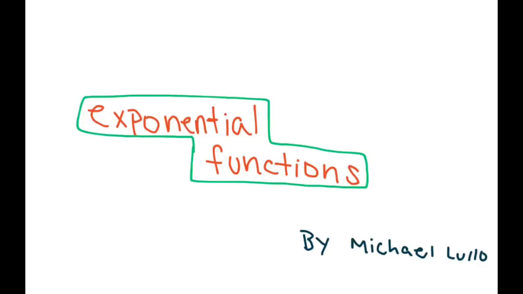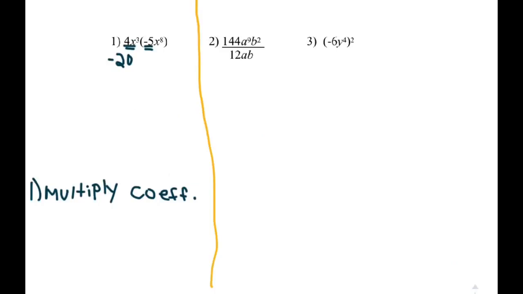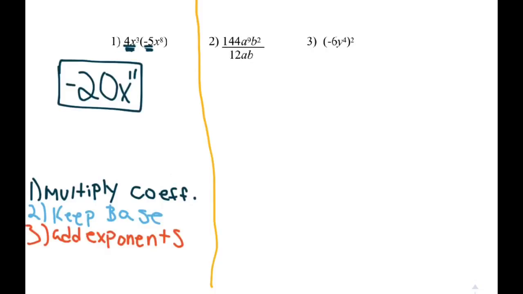Hi, my name is Michael Lula, and I'm going to be showing you exponential functions. First, you would have to multiply the coefficients. Then you would have to keep the base. Finally, you would have to add the exponents, which would be 11. So your final answer would be negative 20x to the power of 11.